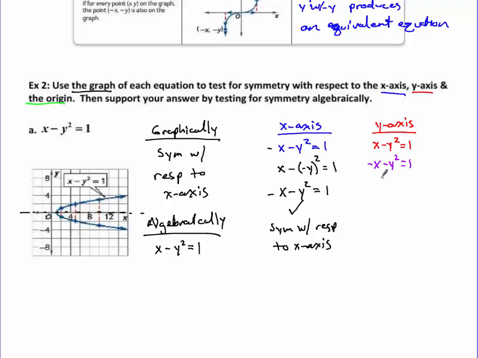I can't factor anything out. You can get creative with these and try to move stuff around. Like we could take out a negative 1 and have x plus y squared, and then we could divide both sides by negative 1. We could do all kinds of stuff, and we could spend all day manipulating this, but we're never going to get it back to looking like this one. And this usually happens really quick. So if you can't tell within the first couple steps that it gets back to the original equation, then you know that it's not symmetric to the y-axis.